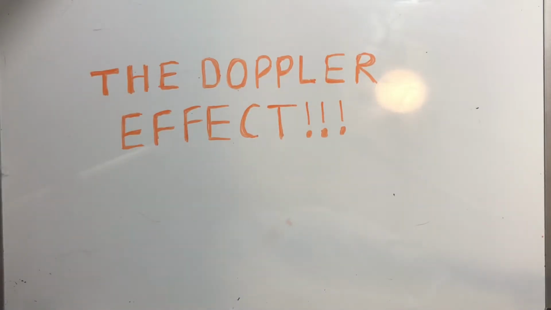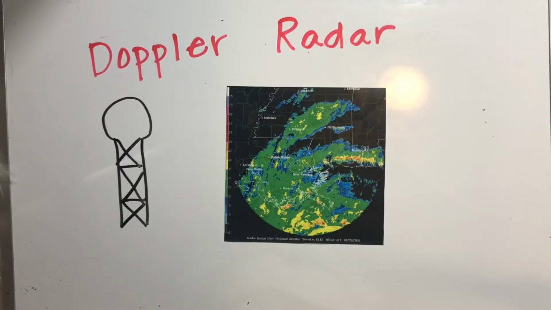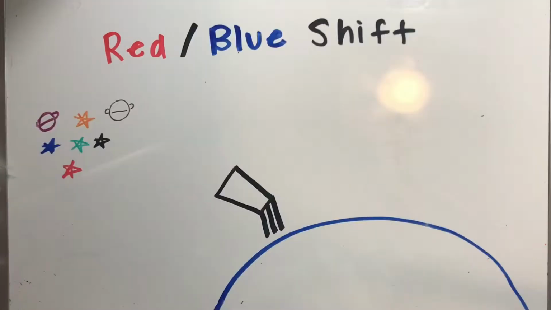The Doppler effect has many real-world applications. For example, it can be used by police to determine the velocity of oncoming vehicles. It can also be used by meteorologists to predict storms and weather conditions. It can even be used by astronomers to determine whether objects in space are moving towards or away from Earth.